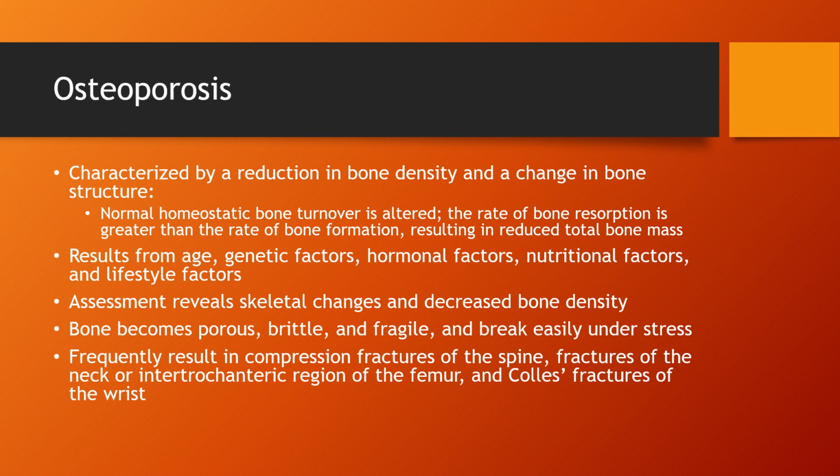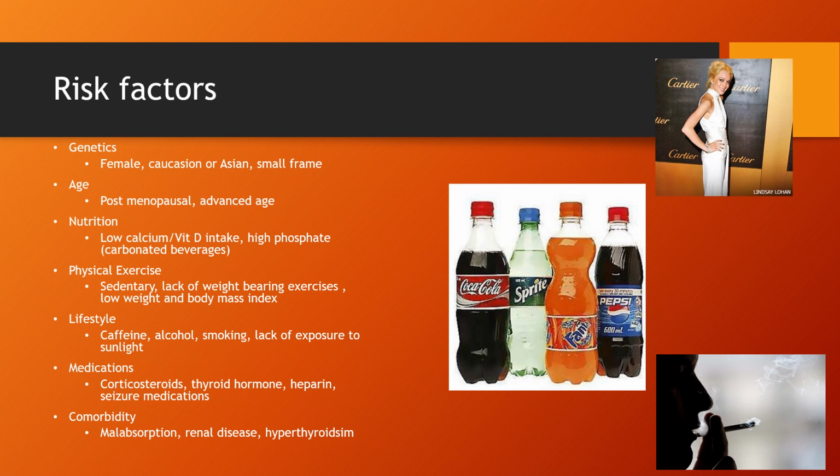So assessment reveals skeletal changes and decreased bone density, and the bone becomes very porous, brittle, fragile. It can break easily, it can break under stress. You can develop compression fractures. It frequently results in compression fractures of the spine, fractures of the neck, the intertrochanteric region of the femur, and the Colles fractures of the wrist. So those are kind of common locations of fractures for people with osteoporosis.